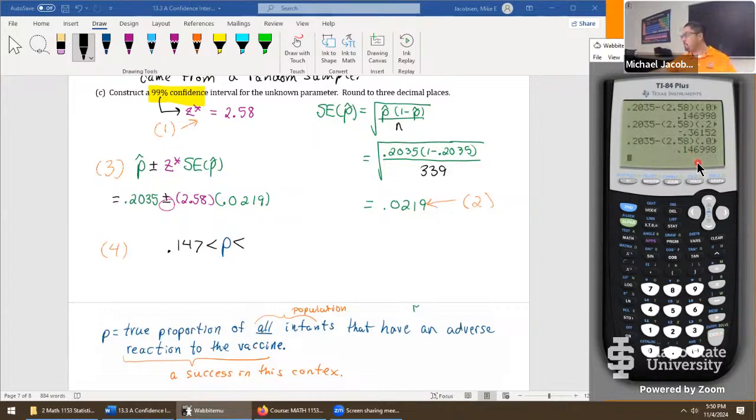So the better value is 1.147. More accurate this time, but same value. Strange. Let me type it in again. So if we make a couple mistakes like this and it's still not coming out right, here's the next best strategy. Just wipe everything out, start fresh. That's sometimes the best way to go. So let me try it in again as well. 0.2035. Then a minus and 2.58.